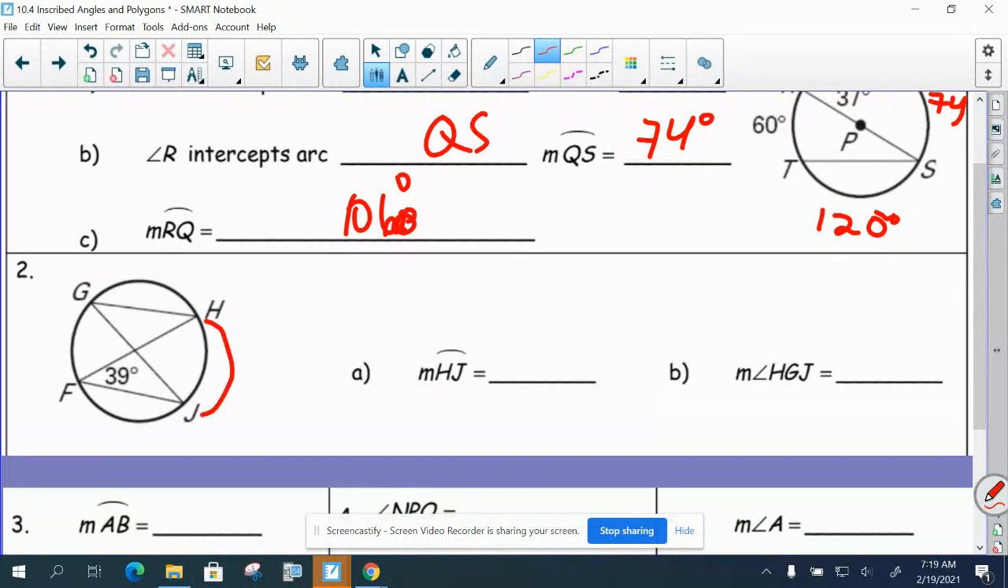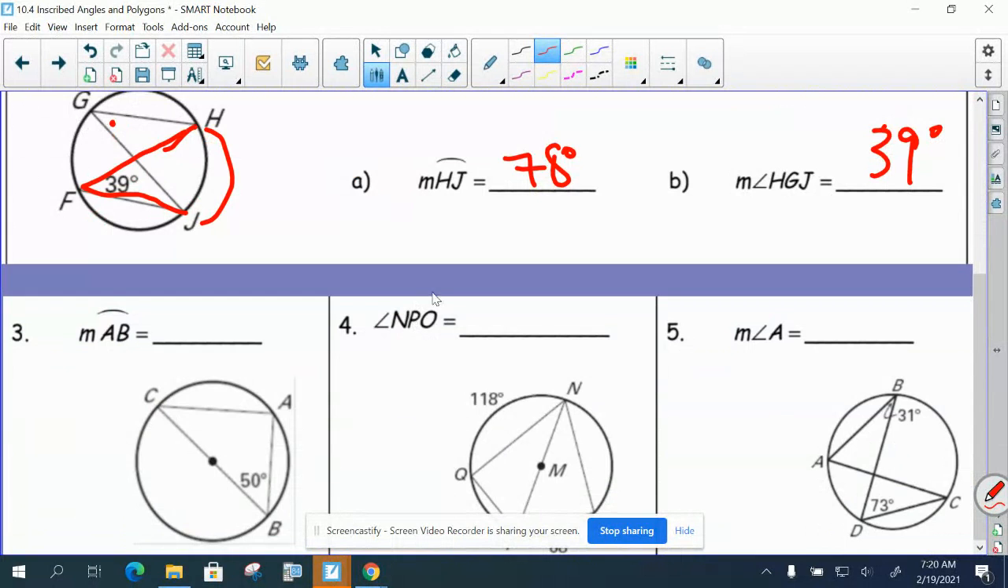Number 2, the measure of arc HJ. So here's arc HJ. One of the angles that intercepts it, because there's 2 of them, would be this angle here, which is 37. And therefore, the arc measure would be twice that, so 78. How about the measure of angle HGJ? So this angle right here. Well, it intercepts the same arc as this angle, therefore they must be the same. So 39.